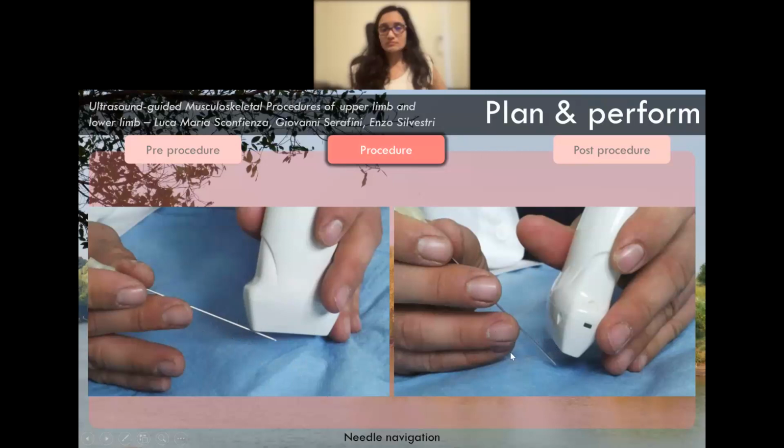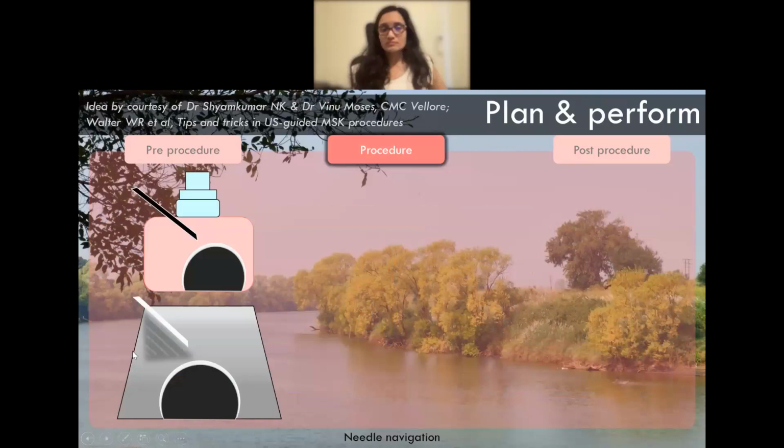This is technically less demanding. This is technically very demanding. There must be some expertise in the operator, and only then can we go about this procedure successfully. Also, this out of plane approach is mostly used when there are anatomical restrictions, when there is very little space to navigate through, especially in the small joints of the hand and foot. So this is just a schematic to show in plane, when the needle courses along the ultrasound beam.